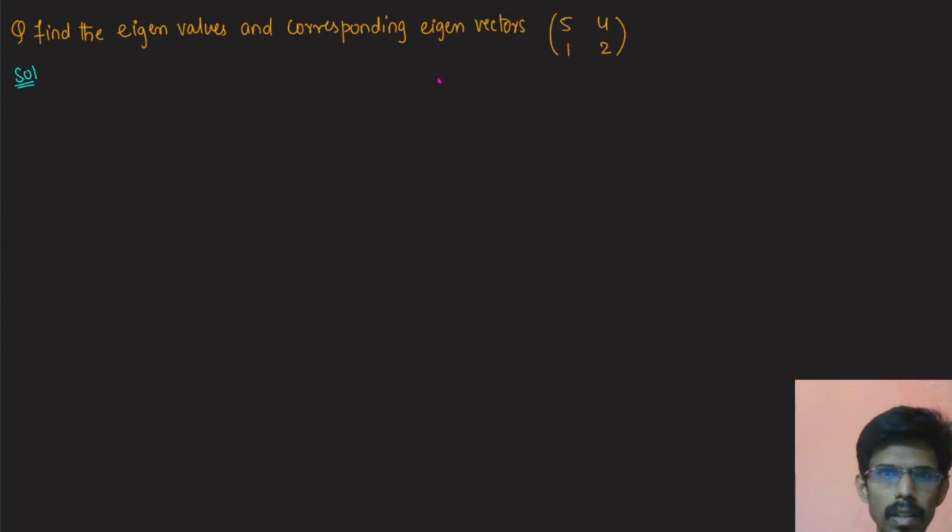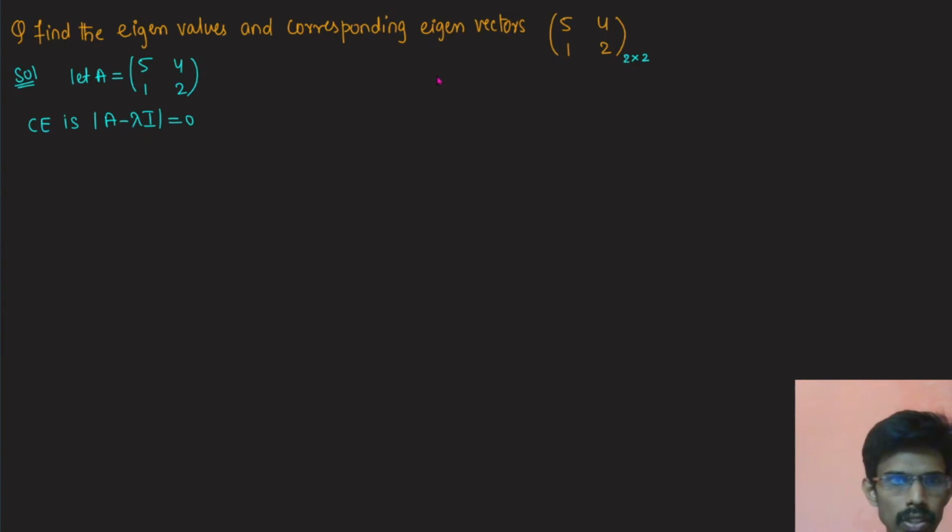Let the given matrix, this is a 2 by 2 matrix. Let us take this matrix as A, that is 5, 4, 1, 2. Now to get the eigenvalues, we require the characteristic equation. So the characteristic equation of this matrix A is determinant of A minus lambda I must be 0.